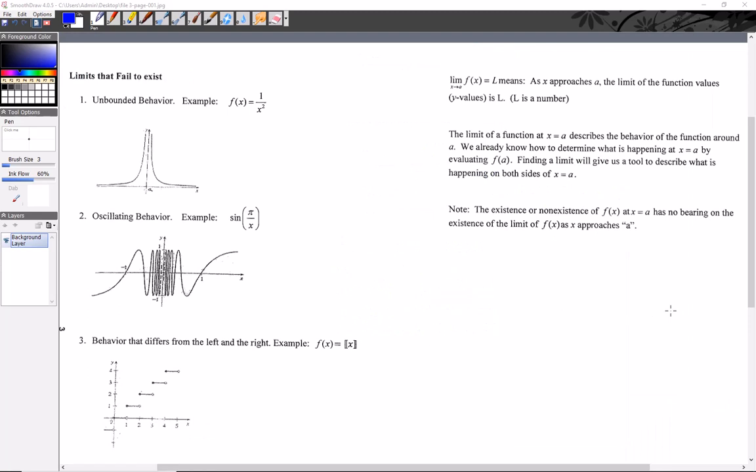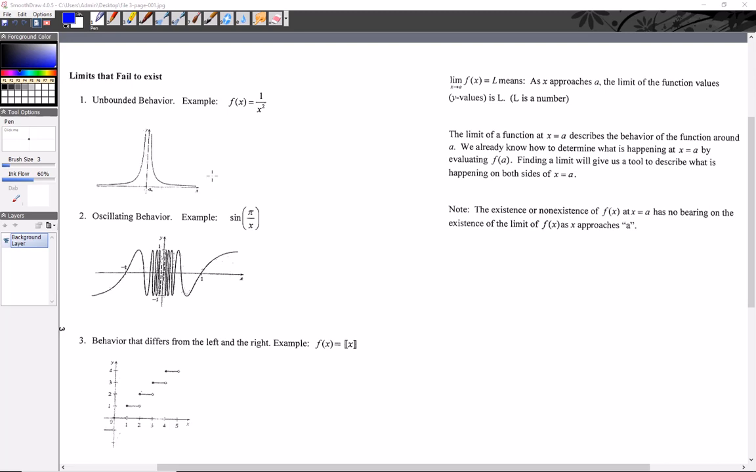Alright, so we want to look at just a few more things, look at where limits fail to exist, and these are some pretty classic examples. So we'll look at the first one where we have unbounded behavior, and the example that we're seeing here is the graph of f of x equals x squared.